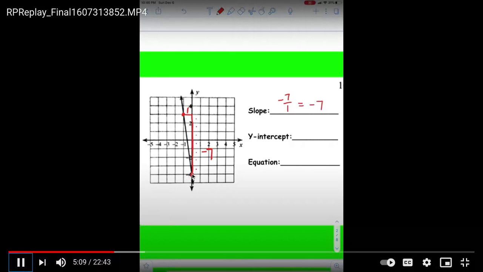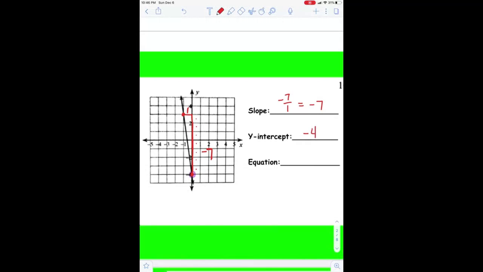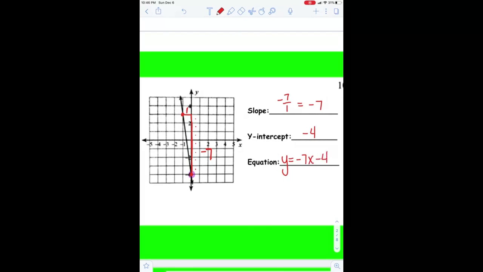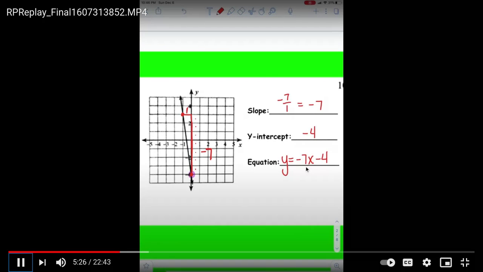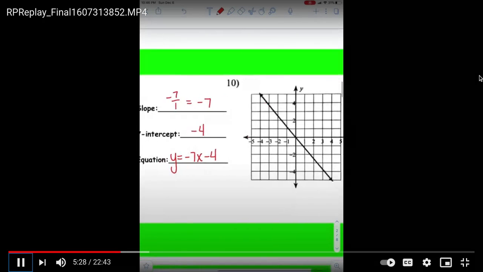And my y-intercept is right here where my line is crossing the y-axis. So that is -4. So I have the equation y equals -7x minus 4. So remember, I'm just still using y equals mx plus b and subbing in the numbers as I need to.